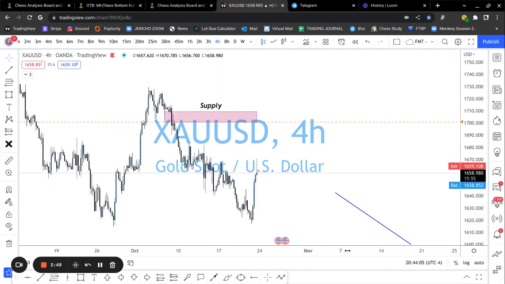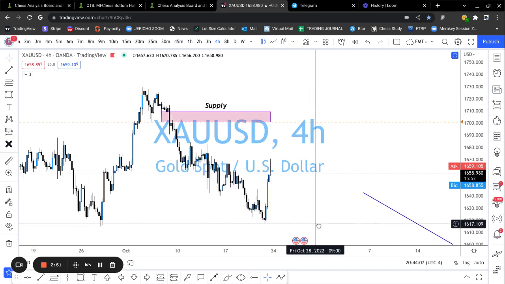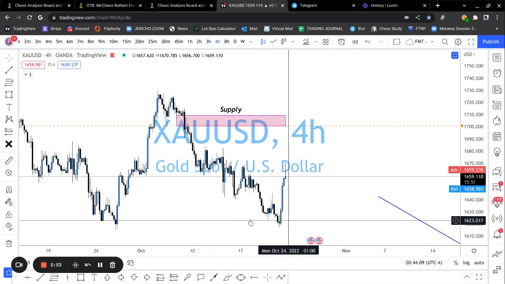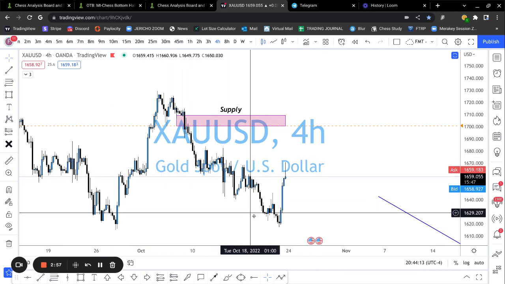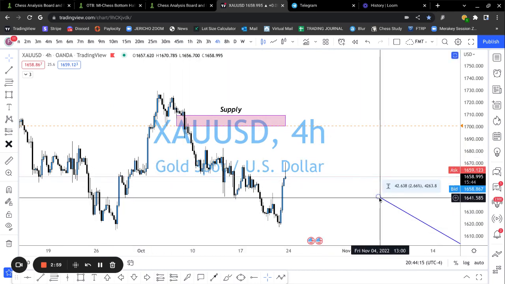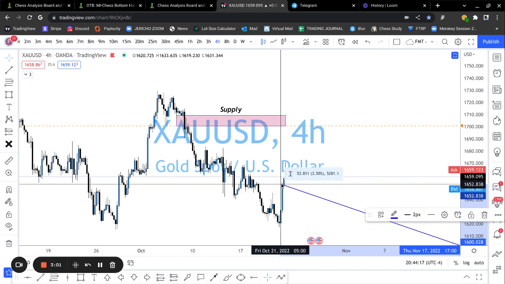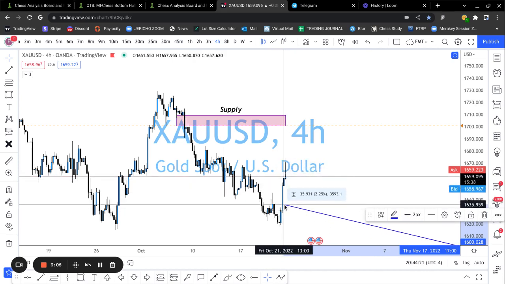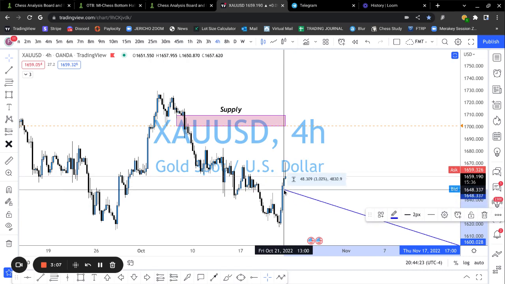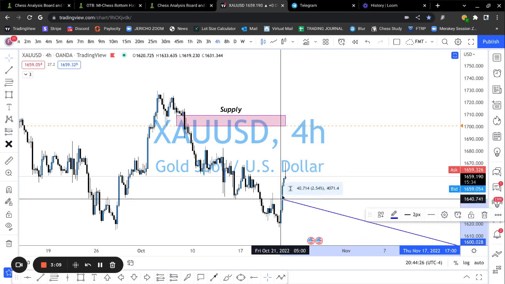The reason why I am biased to the downside is for a couple of reasons. One, how we saw the overall market structure is bearish for gold. Two, we have this imbalance here that's being created. Now, imbalance, what I like to refer to as IPA, is improper price action. The market loves to fill in these areas of imbalance.